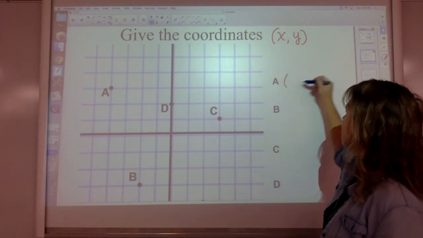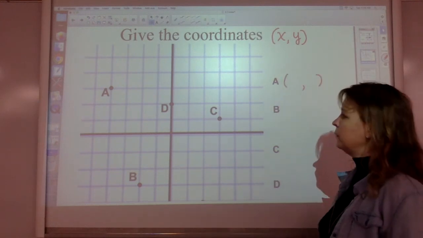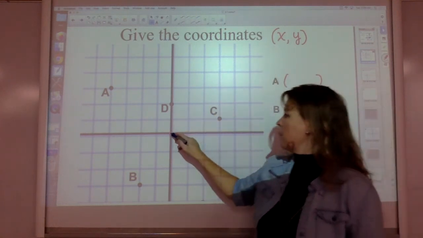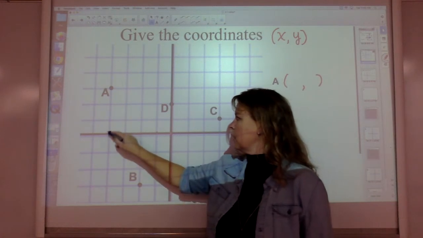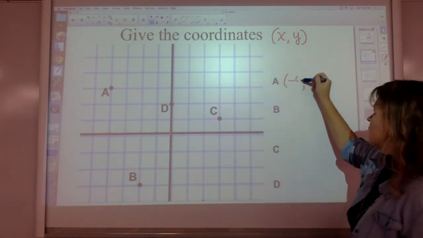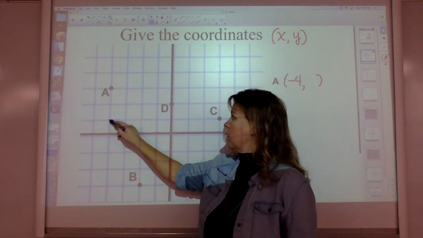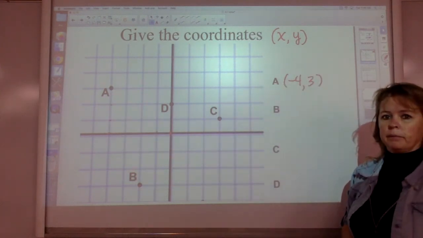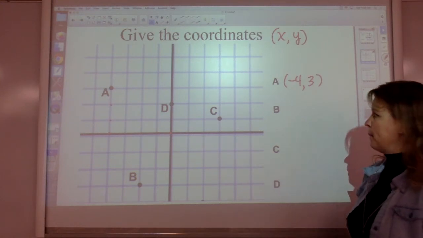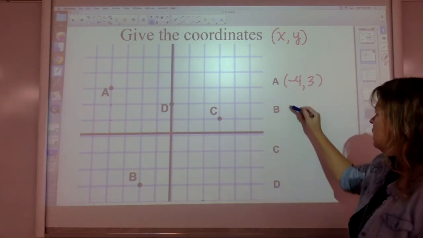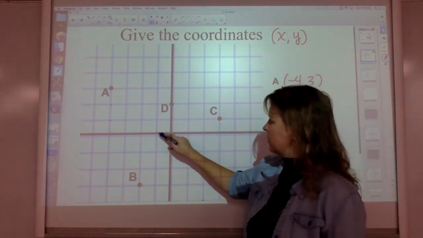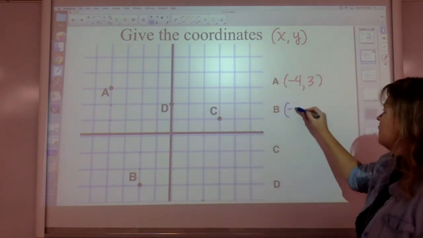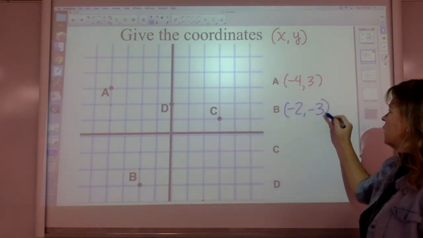Where is point A? We'll do parentheses and a comma. Starting here at 0, we'll count the x-axis first, and we went left 1, 2, 3, 4. Left 4 is negative 4. Up 1, 2, 3. Left 4, up 3. B. Where is B? B, we're going left 1, 2, down 1, 2, 3. So not only is the x negative, but so is the y negative.